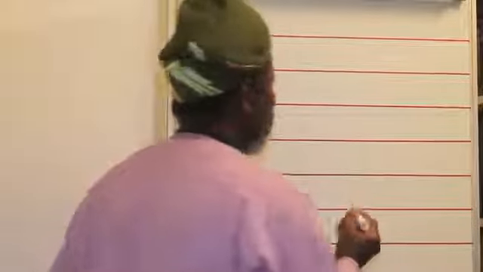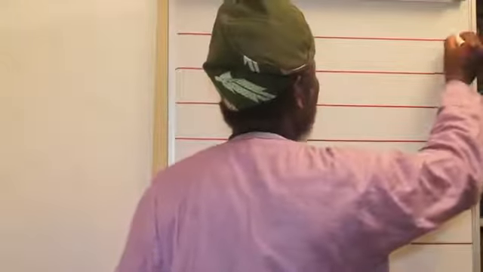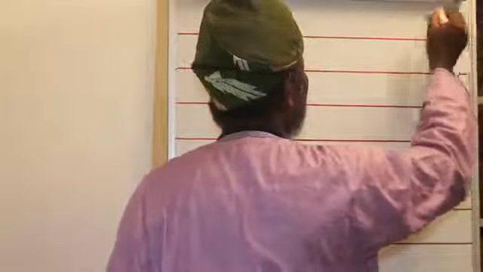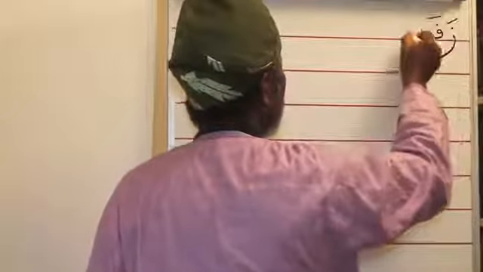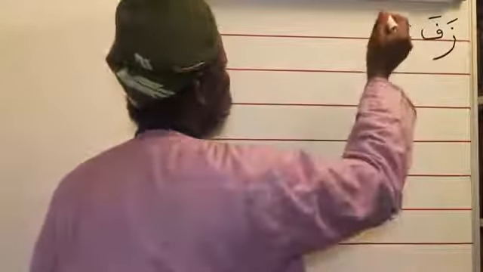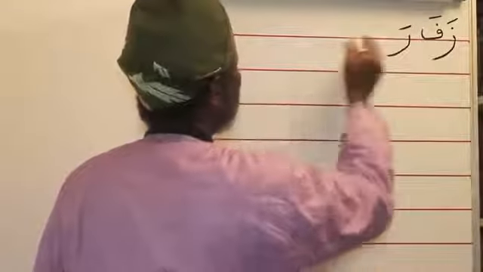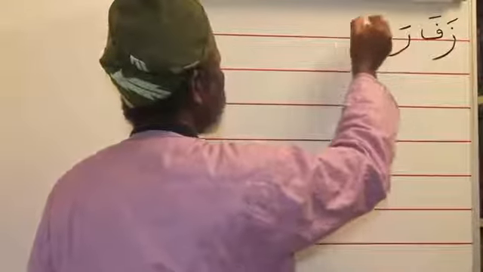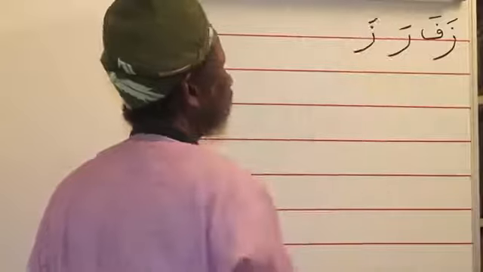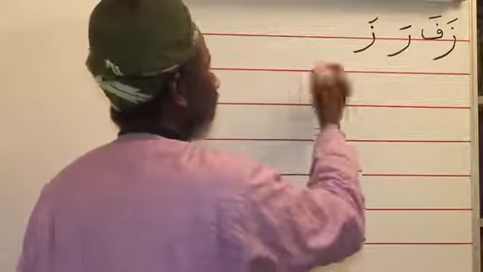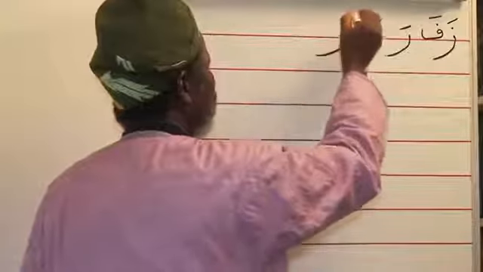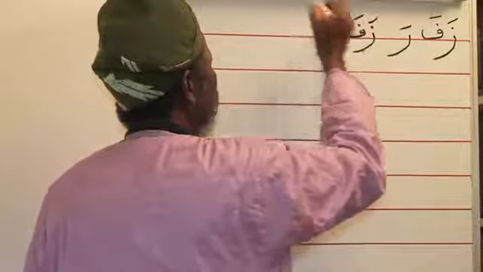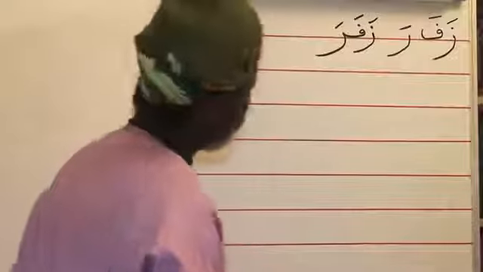Zafara is the first one. Za, fa, ra. Zafara. Let's join them where it is appropriate. Za or Zain is an OT letter, cannot be extended to the left. Therefore, we write fa and join. Zafara.